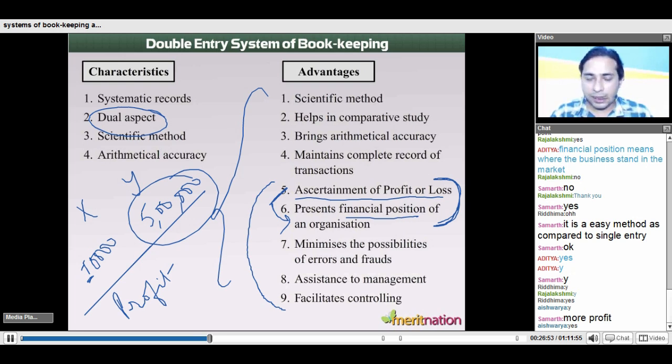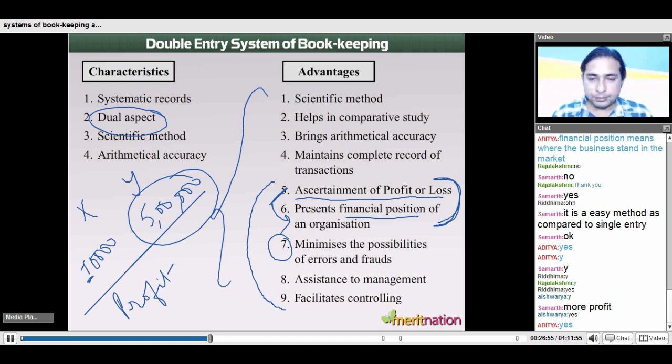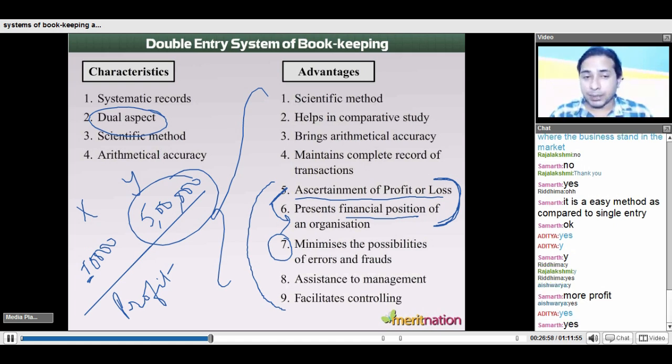Fine. Now, look at the 7th point. Again, I am getting back to the same concept. Since all the complete aspect, the proper maintenance of records are done, it is very easy for us to minimize the possibility of errors and fraud. There won't be any frauds. Why there won't be any fraud? Because we are maintaining the complete records of the accounts. It is very simple. Guys, just try to relate everything with the complete aspect, and the job is done. Is it fine?